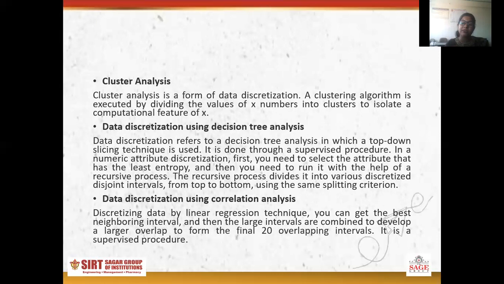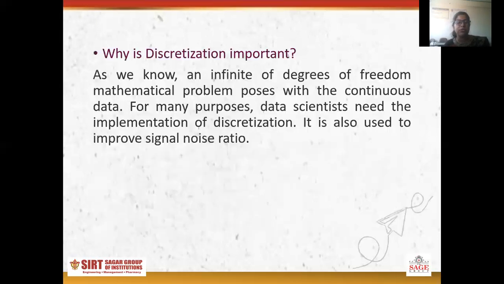And the last is discretization using correlation. Correlation means we are finding the relation between two attributes. So if we are talking about correlation, then ultimately we are talking about the linear regression technique. Here one can get the best neighboring interval. Then the large intervals are combined to develop a larger overlap to form the final overlapping intervals. So this is also a supervised procedure.